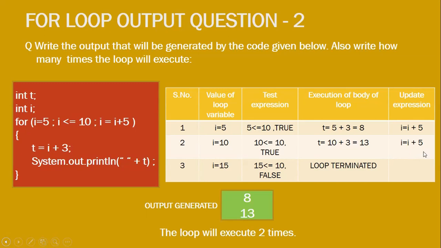So I is equal to I plus 5. The earlier value of I was 10, so 10 plus 5 will become 15. Then it will again go to the test expression. 15 less than or equal to 10 is false, so the loop will terminate.